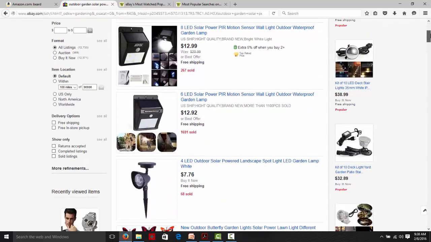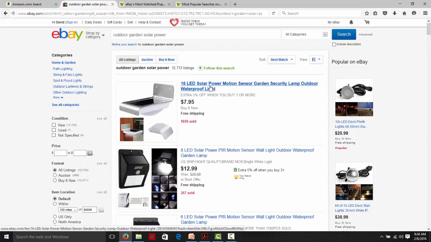For example, this one right here, it's a solar power motion sensor garden security lamp, outdoor waterproof light, etc. And it sold 160.59 units, and this is a micro niche. I don't know much about this micro niche, but it's worth exploring further. So this is how you find unique ideas for niches that few others are selling in.